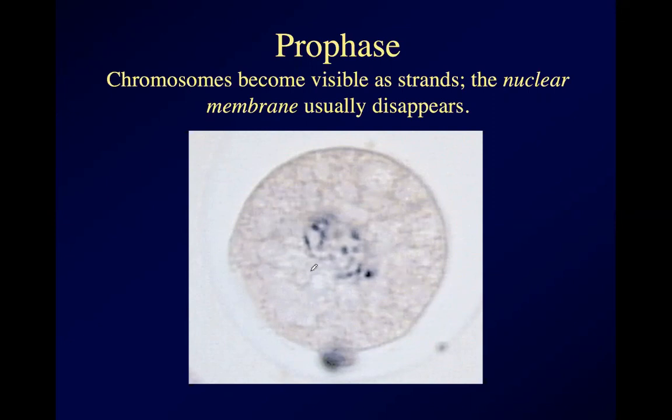And you can see that in the center, you're starting to get some blobs. This cell, by the way, has been stained with a stain, possibly methylene blue, that picks out the chromosomes very well. So in life, the chromosomes would not look blue, but because of the stain, you can see them more clearly, and you can see that they are in the process of becoming visible. When chromosomes become visible, we call it prophase.